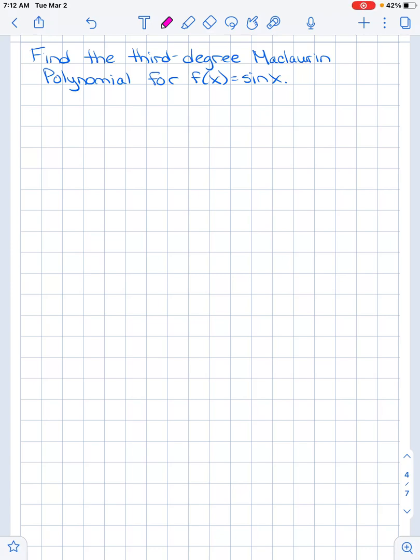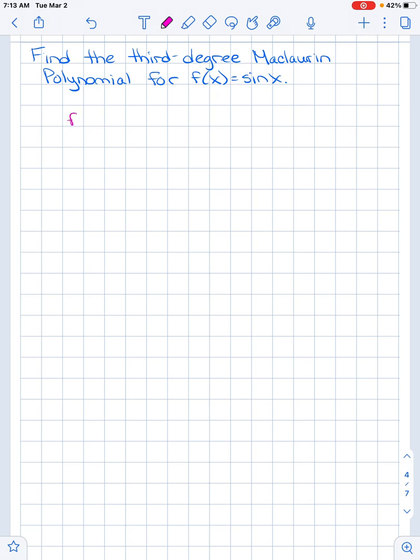Okay, now that we have a general way to write a polynomial for any function, let's look at one you already know. Let's look at sin x. We already worked with that one, but I just showed you what it was, and now let's look at why that's true. So we're looking for a third degree polynomial.